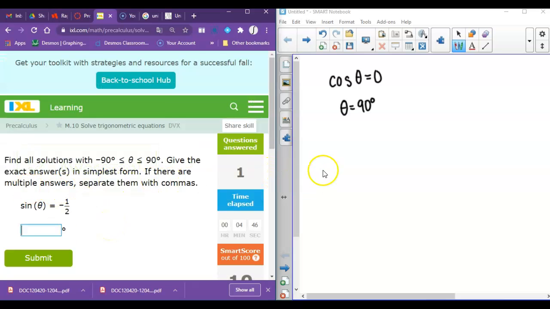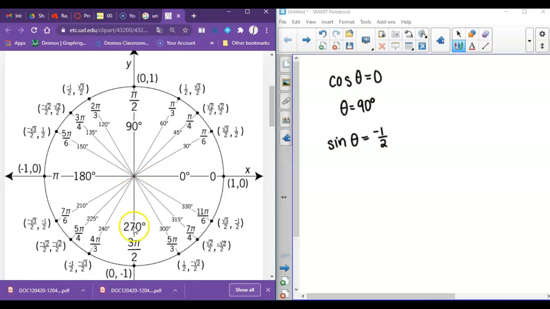270 is too big. So we would just type in 90 here and submit. Okay, so our next problem is sine of theta equals negative 1/2. And this time it tells us we're only looking from negative 90 degrees to positive 90 degrees. So if we go back to that unit circle there, negative 90 degrees would be down here. It would be the same as 270. So we're looking from right here up to 90 degrees.